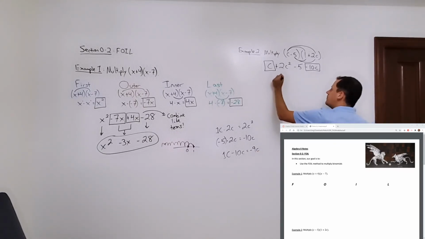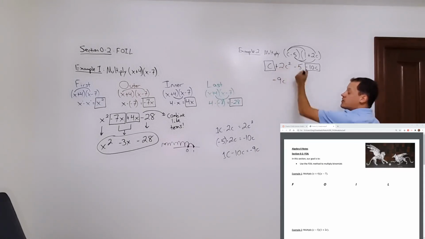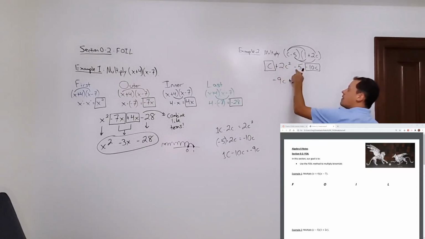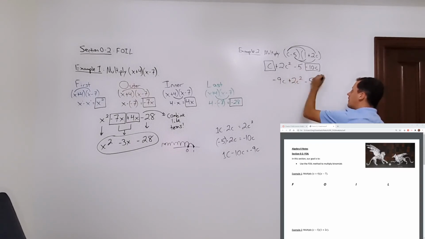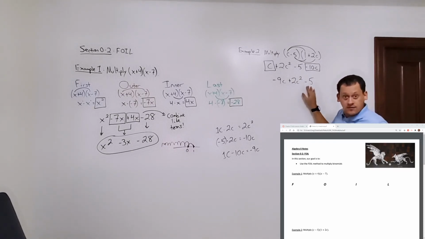So I can write negative 9c, and then the other two terms just get copied straight down. Plus 2c squared minus 5. Now, this is correct. This answer is correct.